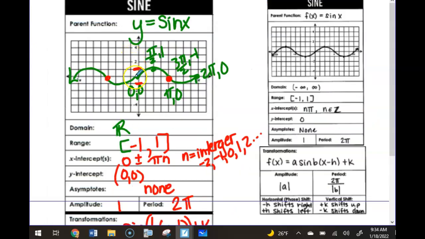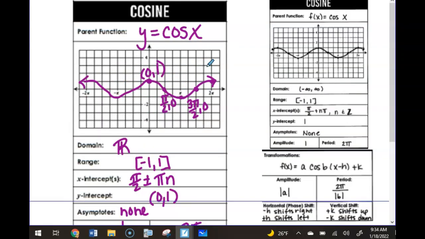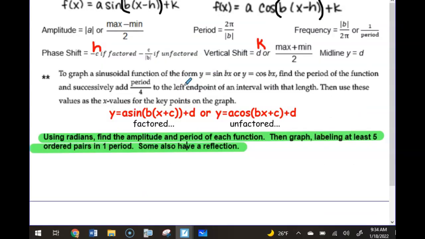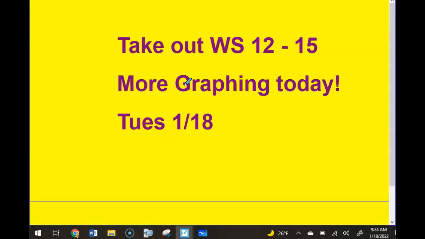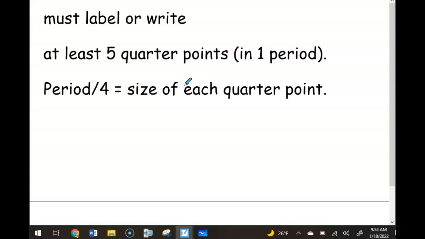Then we talked about the sine, starts at the midline or the origin and goes up and then down, has a period of 2 pi. The cosine starts at the maximum, goes down to the midline, down to the minimum, and then back up to the top. Okay, so we need to know the difference between those shapes. So we're going to start today with just some that are affecting the amplitude and the period.